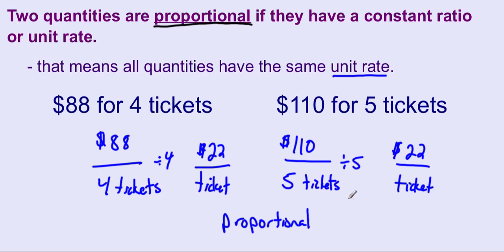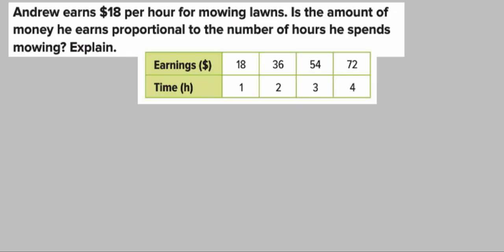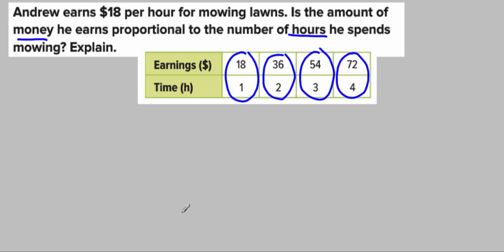Okay, simple as that. Turn them into unit rates, make sure the unit rates are the same, and we know that they are proportional. So jot this one down. Yes, I want the word problem to go with the data here. It says Andrew earned $18 per hour for mowing lawns. Is the amount of money he earns proportional to the number of hours? So the amount of money to the amount of hours, we just want to know, are they proportional? What that really means is take each pair of data, turn them to a unit rate, and see, do we always get the same unit rate? So it's basically just 4 quick problems.